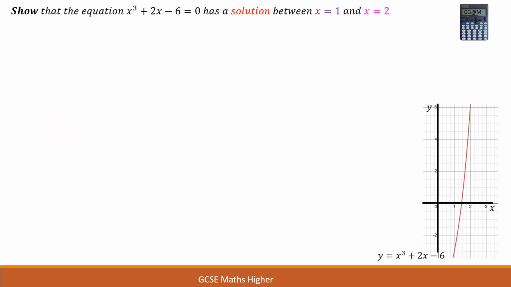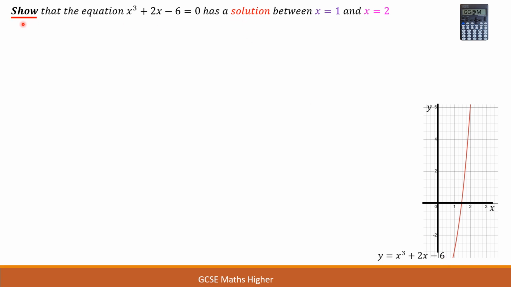Here we've got an example showing how we're going to look at the equation x cubed plus 2x minus 6 equals 0, and we're going to show it has a solution between the values x is equal to 1 and the line x is equal to 2. So you can see here, this is the graph of x cubed plus 2x minus 6. And we're looking for the solution. Now that solution is the root.